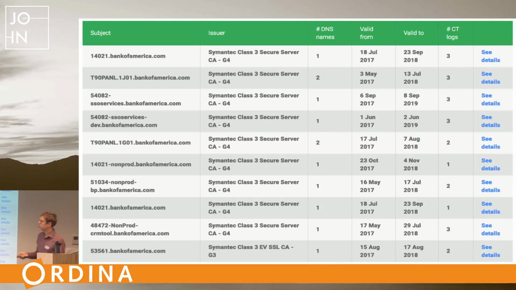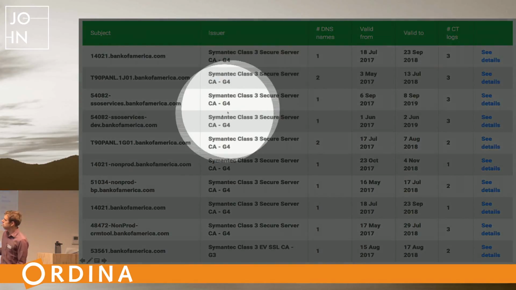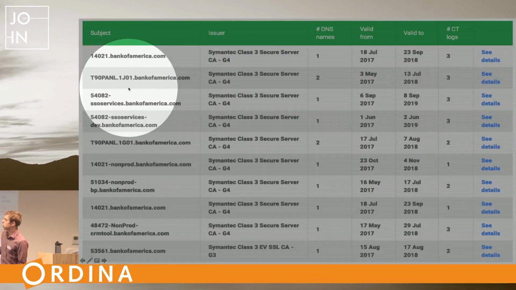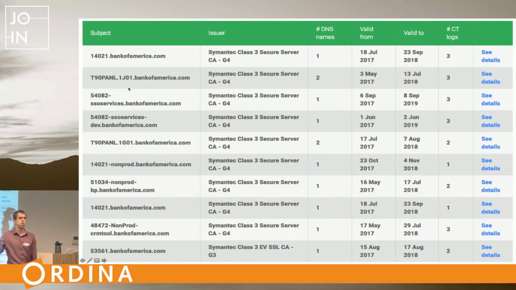Here's an example from Bank of America. You see all of these very strange host names. I'm not sure, I haven't checked whether they're public or not. These could just as well be intranet services with a valid public certificate, but this leaks information. And actually people have started abusing this to discover uncompleted WordPress installs and Drupal installs.